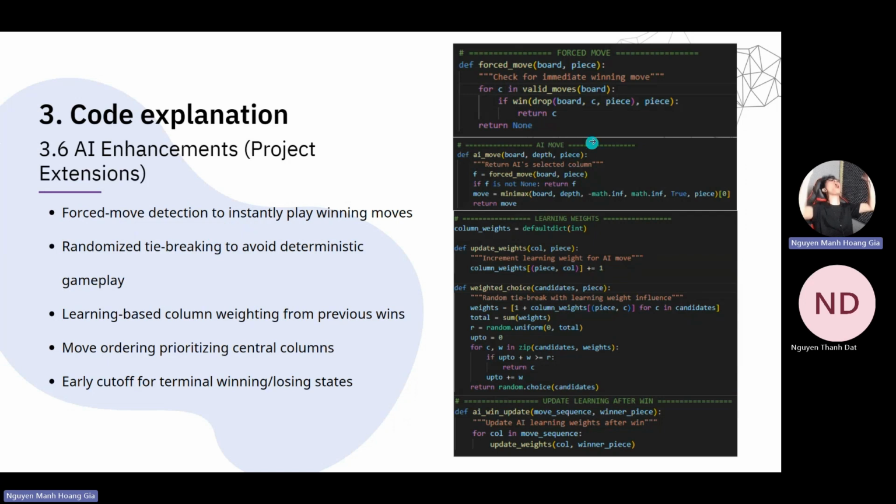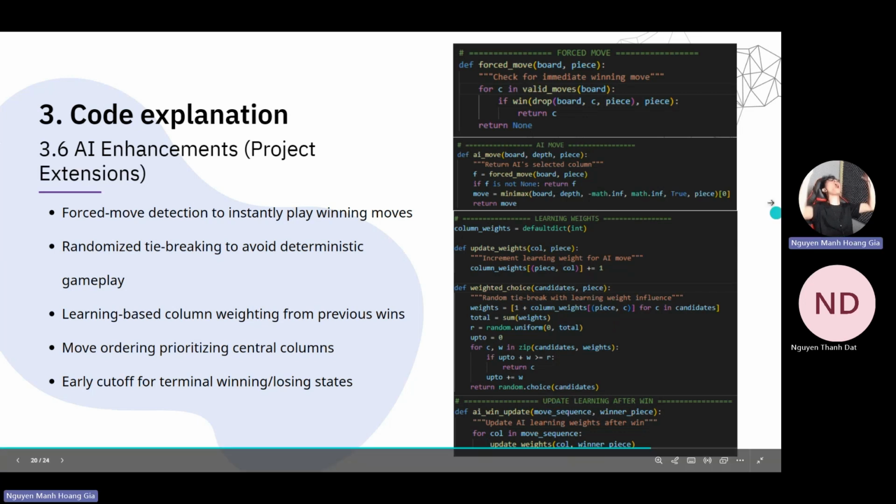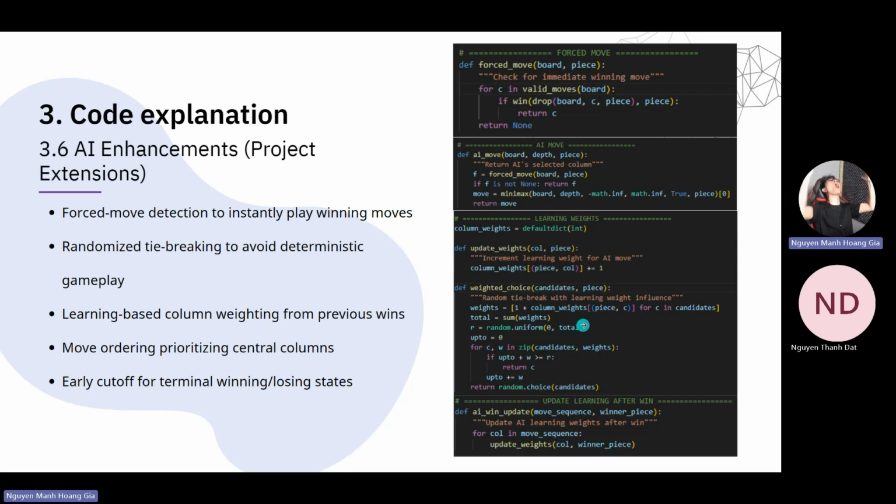First, fast move detection. This allows the AI to immediately play winning or blocking moves without running Minimax. The second, randomized tie breaking, avoids predictable gameplay when multiple moves are equally good. Third, the AI updates column weights after each win, creating a lightweight learning effect across games. Lastly, move ordering and early terminal cutoff significantly reduce search time and improve performance at higher depth. These enhancements demonstrate practical AI optimization beyond the base algorithm.